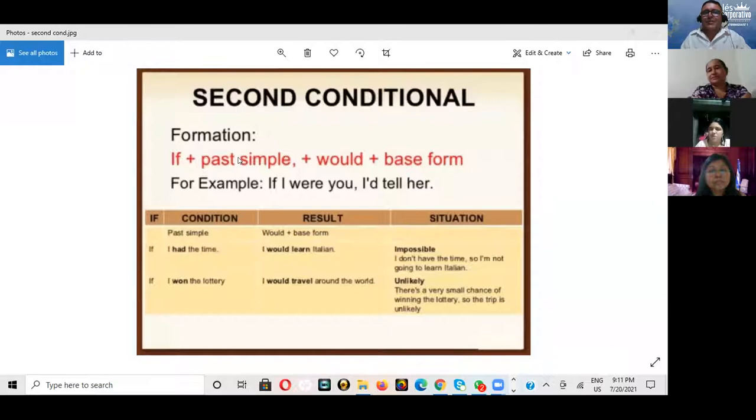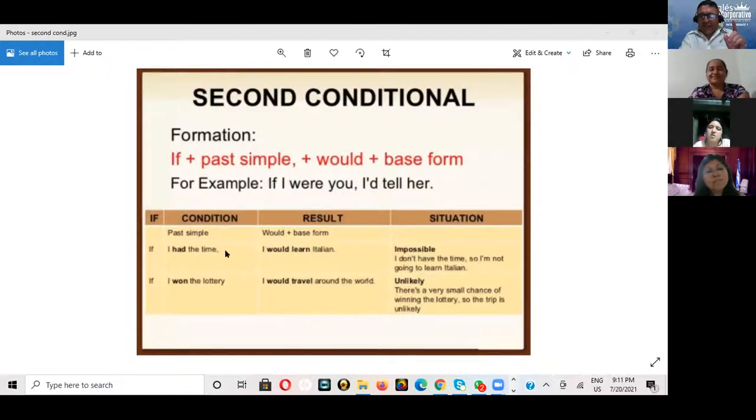So how do you say, si yo no te conociera? If I didn't know you, I would give you the money. Si no te conociera, te daría el dinero. So what is the message there? He knows the person. It's hypothetical.